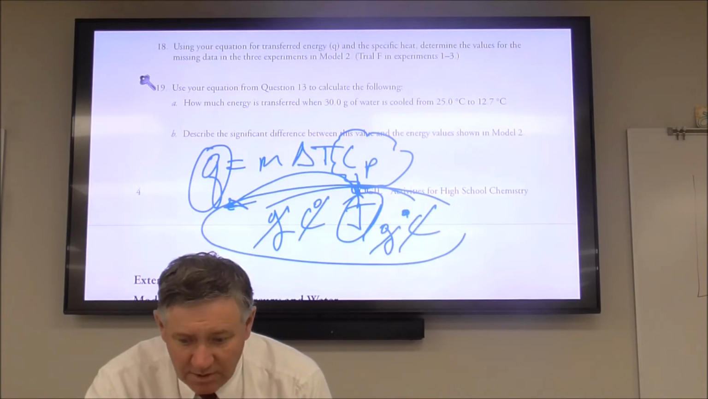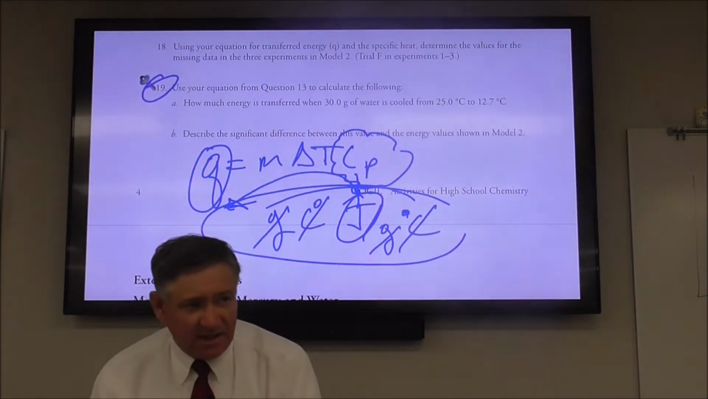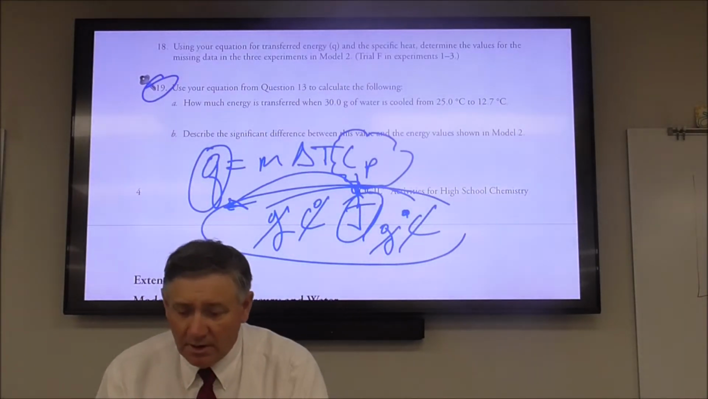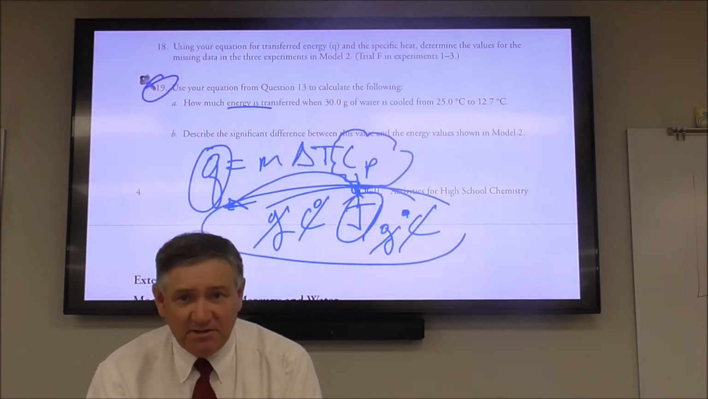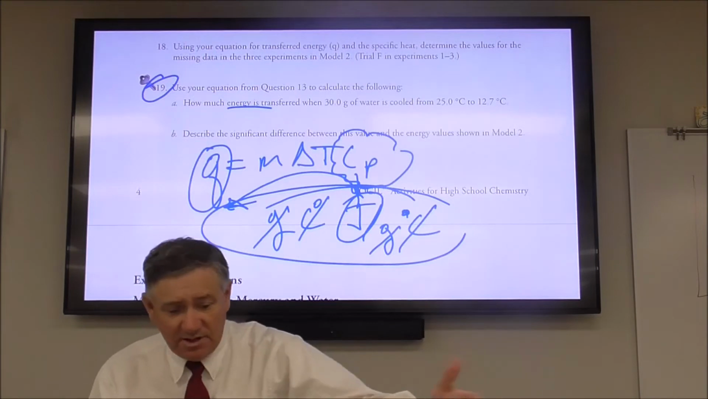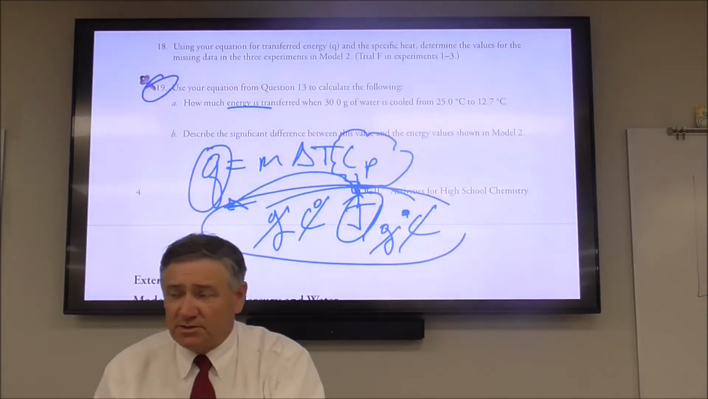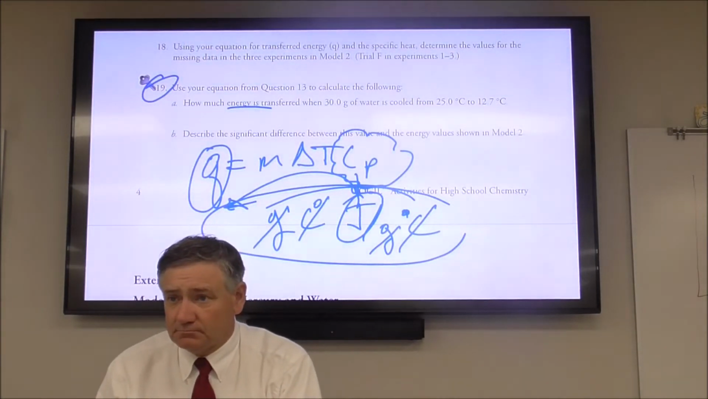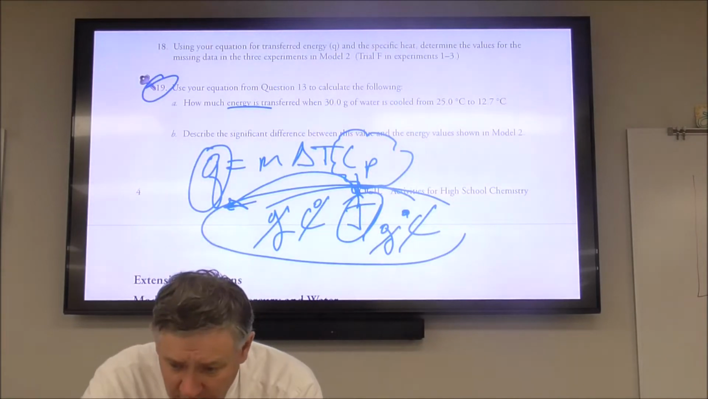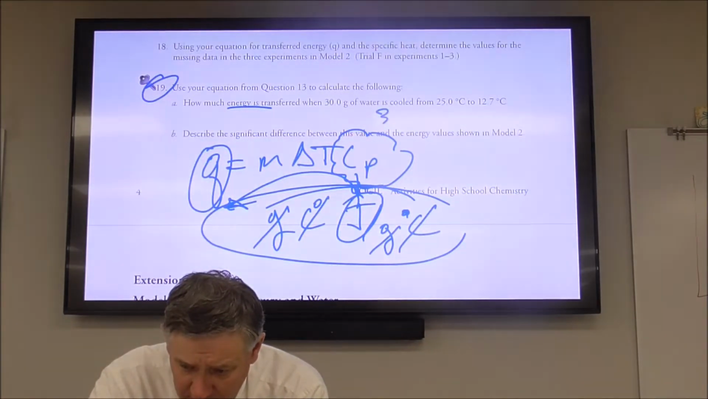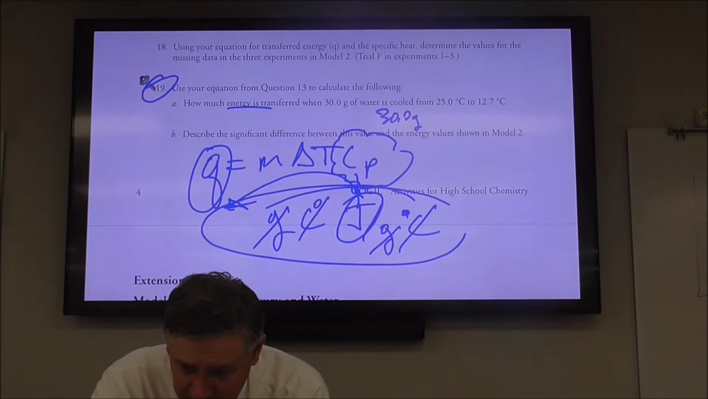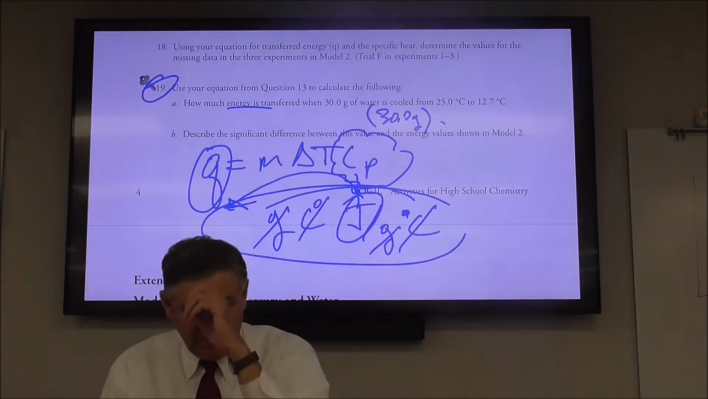Okay, so when you get to this question 19, let's make sure everybody's cool. So you want to know how much energy, okay? As soon as you see the word energy, what units are you going to end up in? Joules, okay? So you got 30 grams of water. Okay, there's my mass.